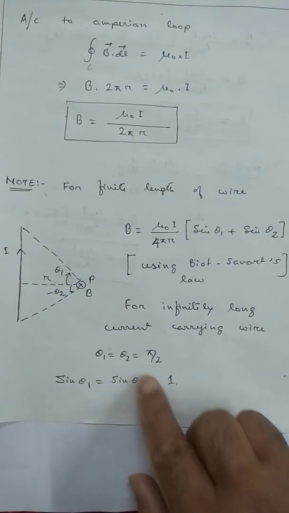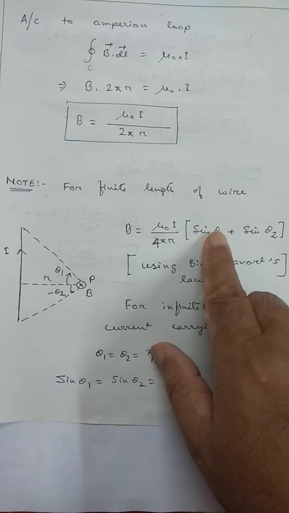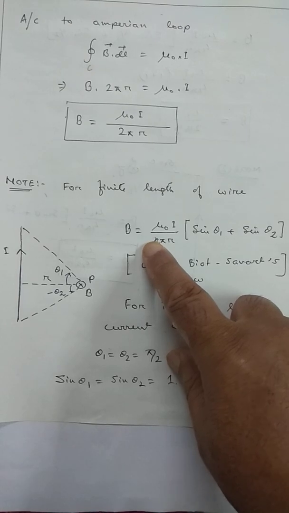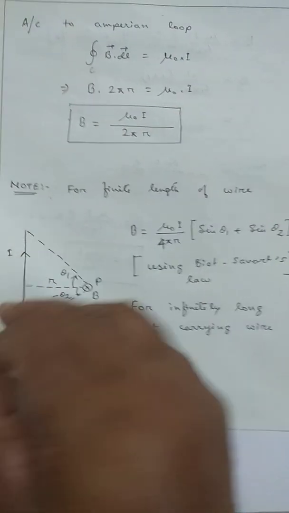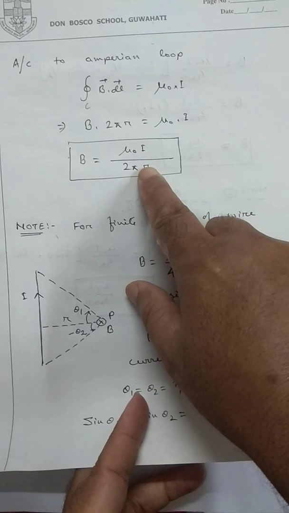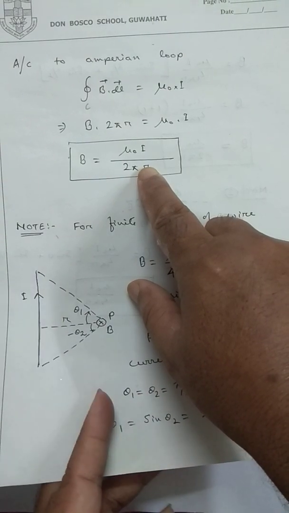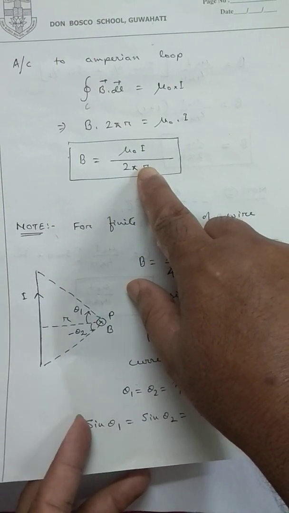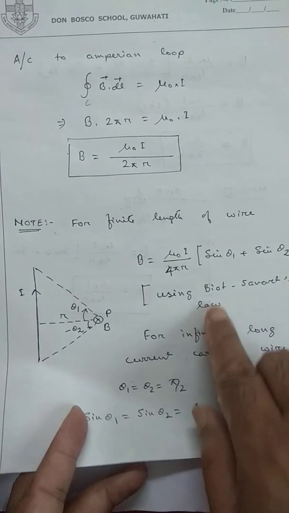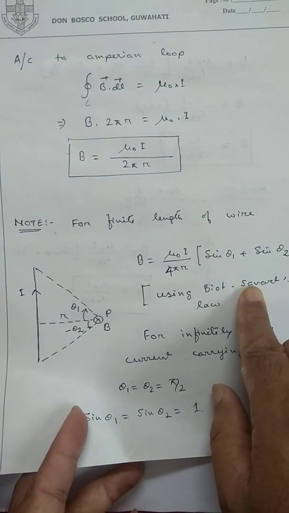Now, for an infinitely long wire, what happens? Theta 1 and theta 2 become pi by 2. So sin pi by 2 is 1, sin pi by 2 is 1, 1 plus 1 is 2. So these two get cancelled. So what we get is mu 0 I by twice pi r. So this value and this value are exactly the same. Okay? That means we can find out magnetic field induction due to an infinitely long straight wire using the Ampere's law as well as using the Biot-Savart law.